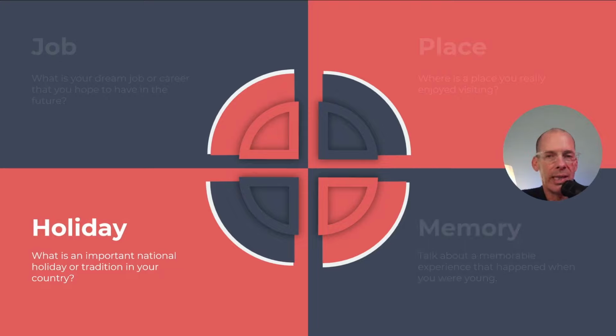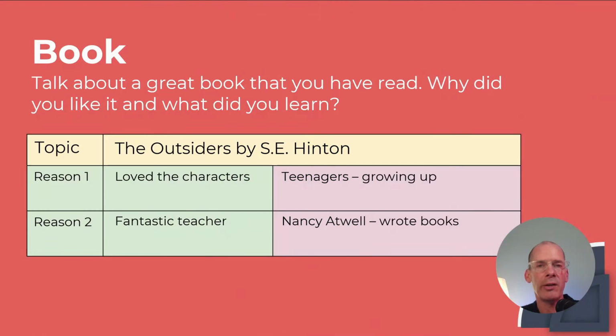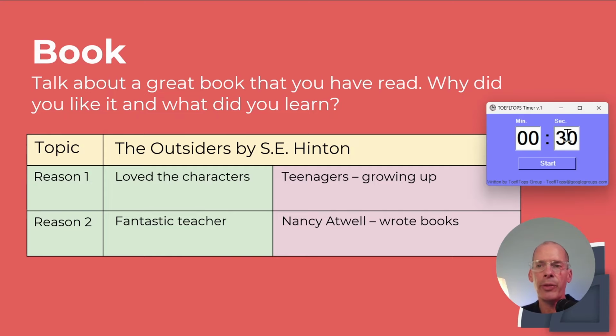Now, let's take a look at each of them one by one and learn how to speak about them. So here's the question on book. Here's how we want to answer each question. Put a 30-second timer up for yourself and just do it in this fashion. It doesn't have to be too fancy.